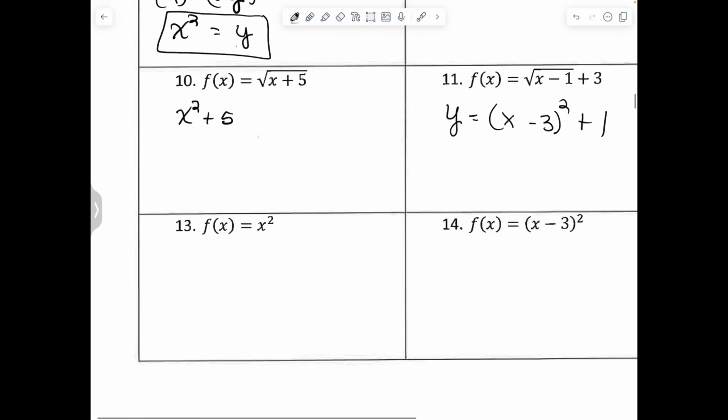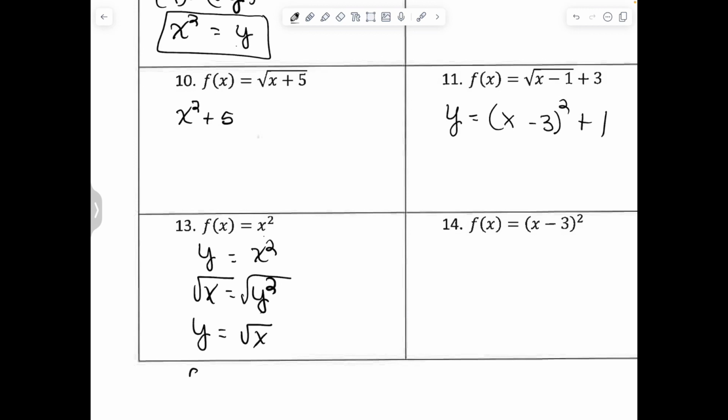These last three, we're going to look at when we square in a function. The opposite of x squared is square root. So if I take the square root of x squared, I'm just going to be left with x. We're going to start the same way, exchanging x and y. Now I want to get y by itself, so I'm going to take the square root of that x squared, so I get y is equal to the square root of x.